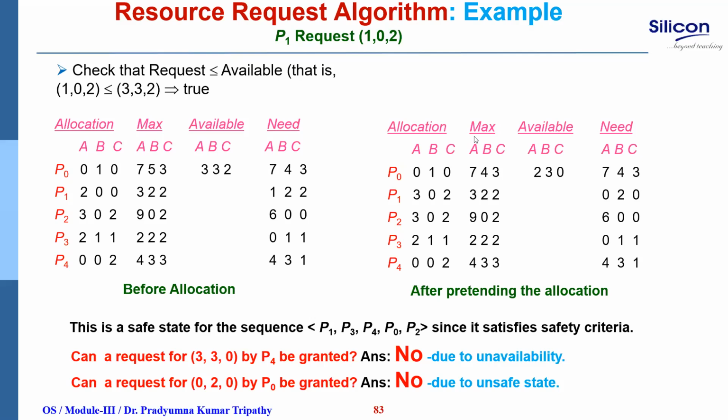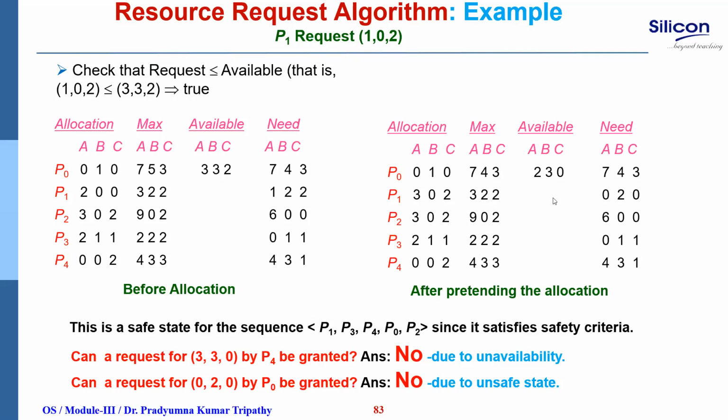So we are subtracting 102 from here and adding to P1. So this is my new matrix. Now from this I can find out the need. Need is nothing but the max minus allocation. For other processes it will be the same. Only for P1 it changes: 322 minus 302, this is 020.